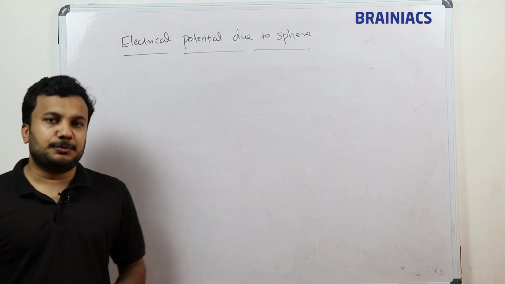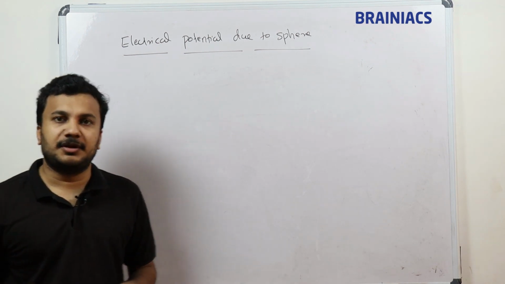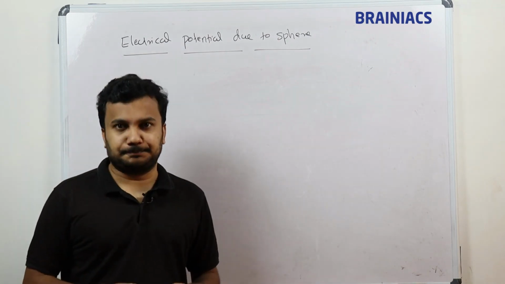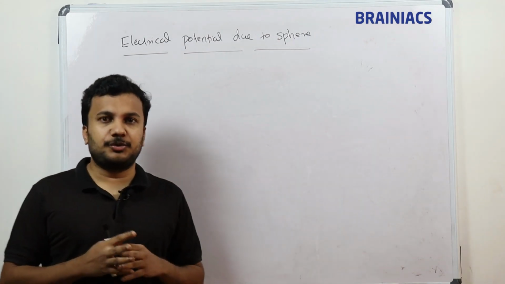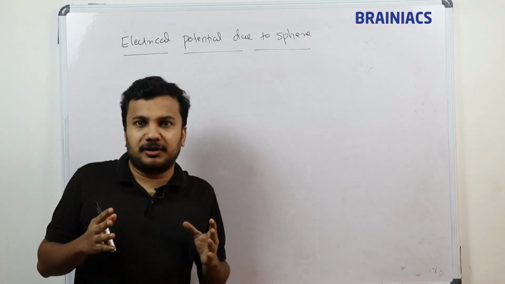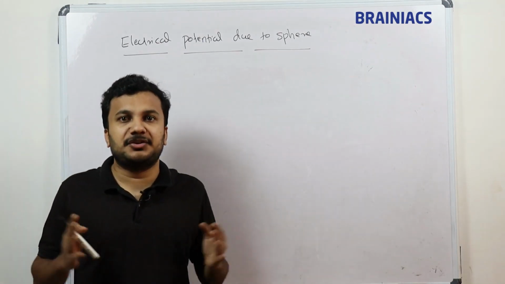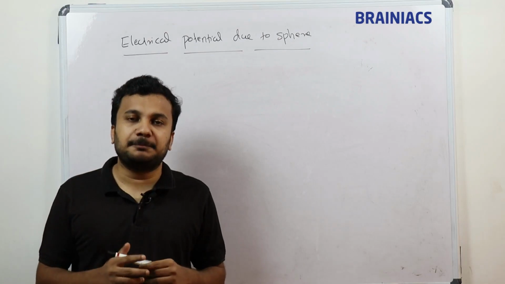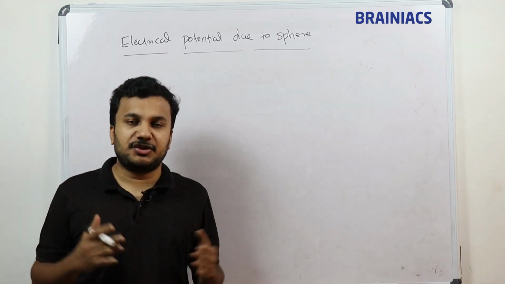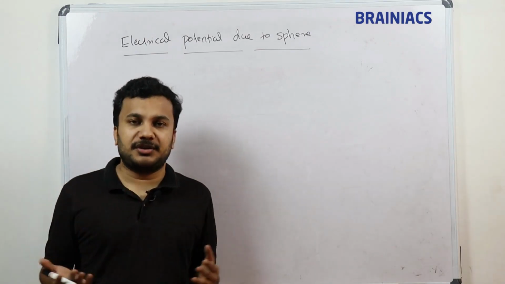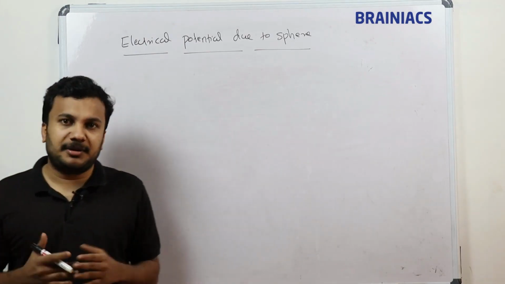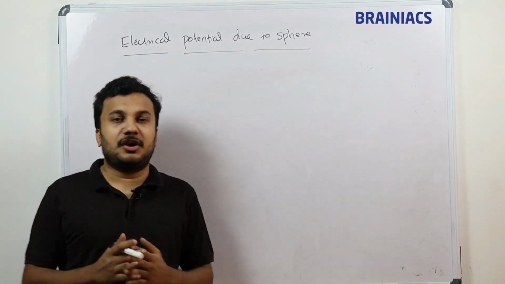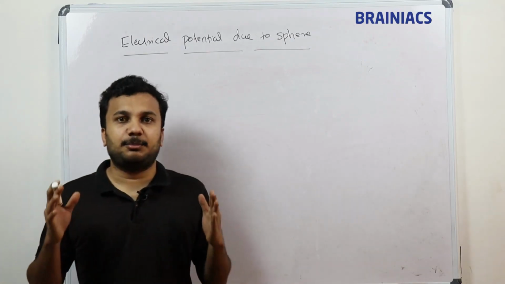Hi students. So let's move to the next topic from electrostatics, which is called electrical potential due to a sphere. Electrical potential due to a sphere means we are going to find the electrical potential for a sphere at various positions, like we have learned in the electric charges and electric field chapter. We found the electric field intensity inside the sphere, on the surface of the sphere, and outside the sphere. The same concept and the same positions we are going to apply here, but it's not for electric field intensity, it's for electrical potential.